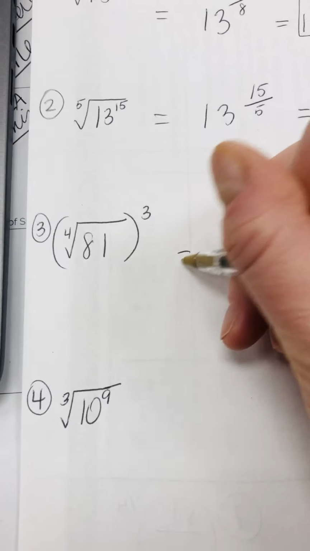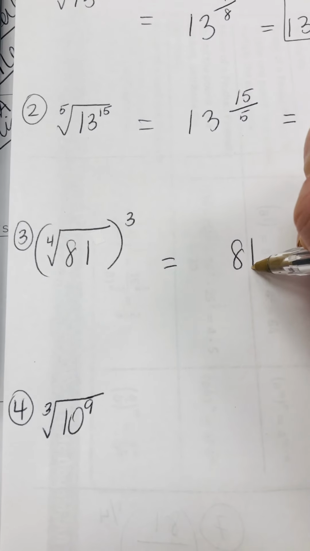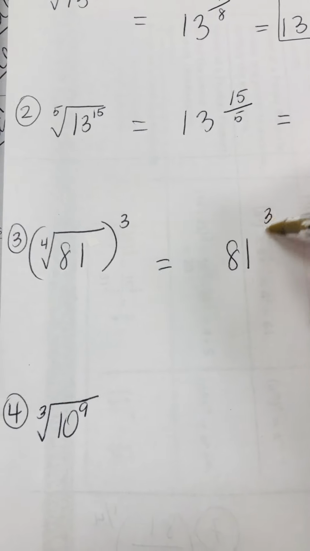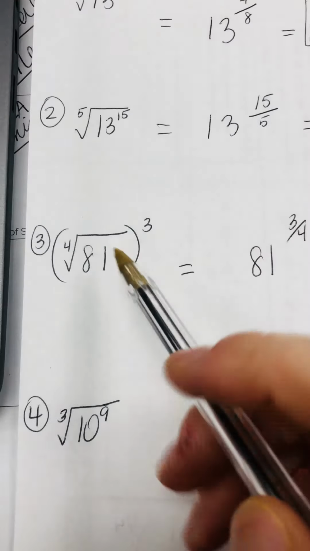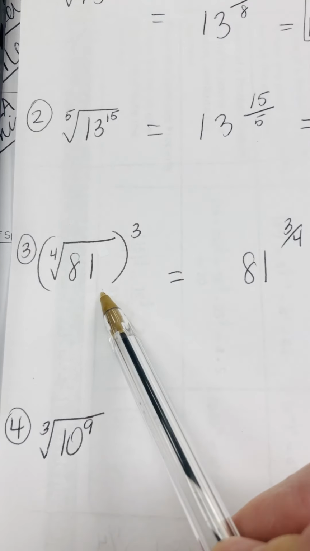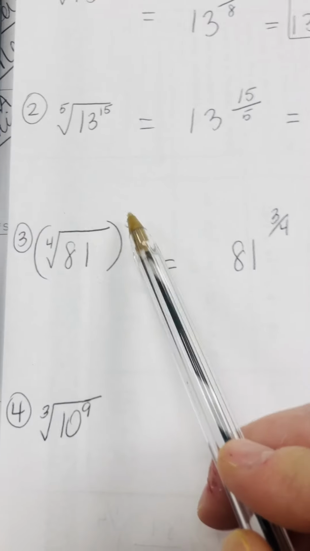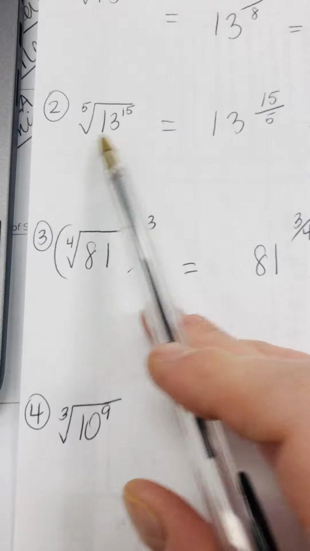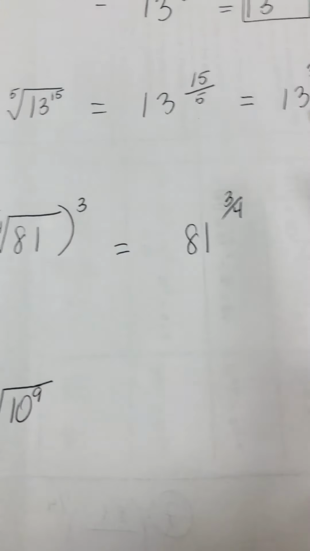Here's another one. 81 to the exponent over index. Now notice I wrote this one like I said before. They could be written this way, they can be written this way. I just want you to be used to seeing it both ways. So this is exponent over index. It's the same thing as if you would see it that way.